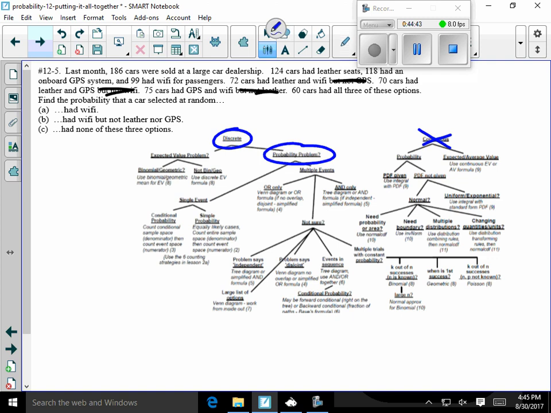But as I look at this, we have a lot of combinations of things going on, right? We have leather option, we have Wi-Fi option, we have GPS. And we have things like 60 cars had all three of these options. So that to me is telling me we have multiple events going on. I know we're drawing a single car, right? But I think I'm going to use strategies where we're combining and or. So what are some things we have here? If we have or cases, we have things like Venn diagrams or the or formula. If we have and cases, we have tree diagrams and the and formula.